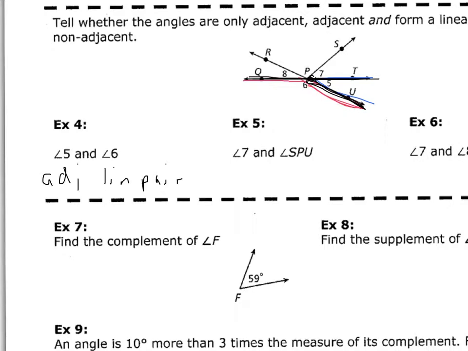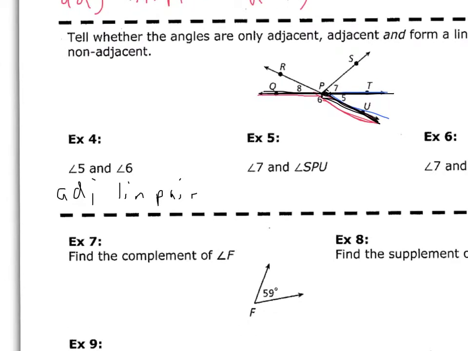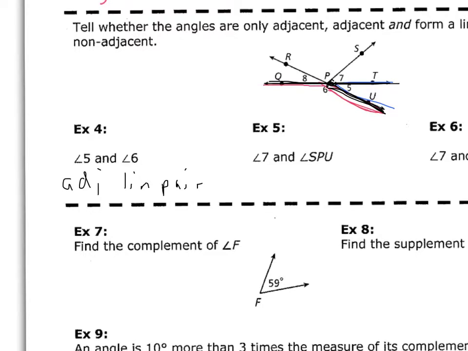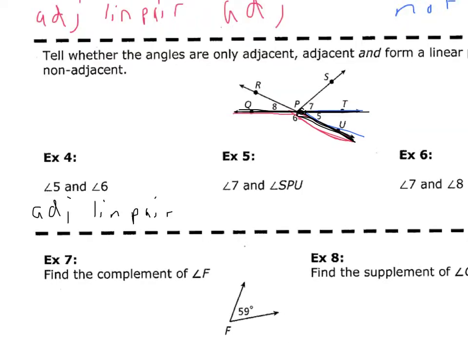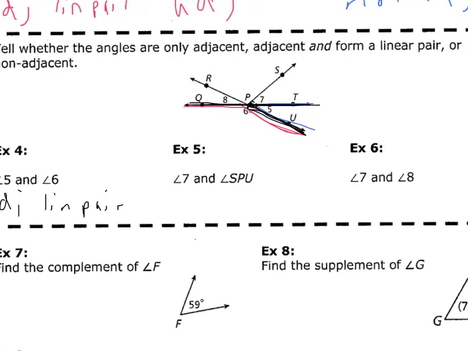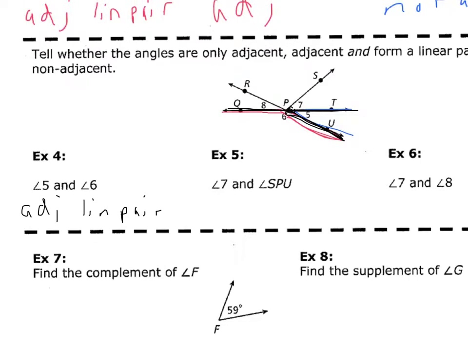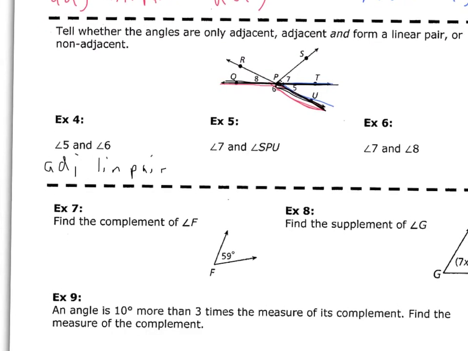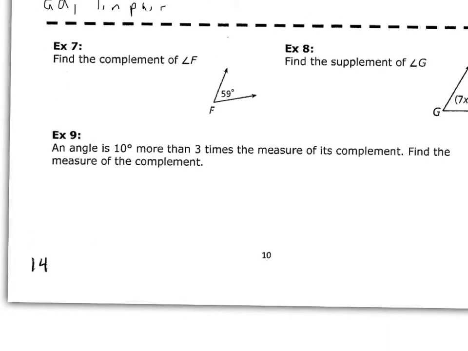Okay, so let's go ahead and take a look. I would like you to take a look at example 5 and example 6. Check whether they have a common vertex, a common side, and an opposite ray. And then decide if it's adjacent and forms a linear pair, or it's non-adjacent.